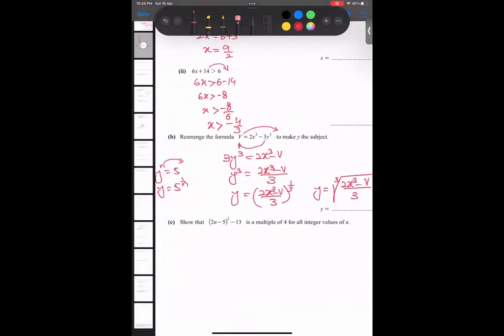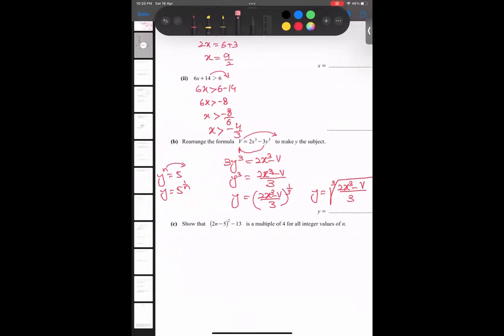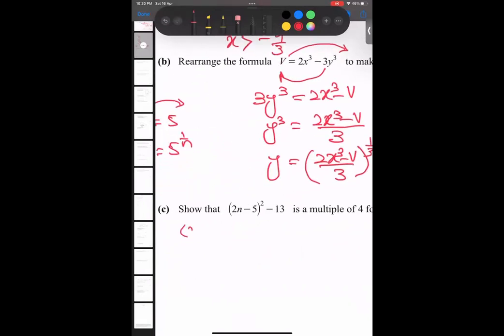Let's have a look at the C part. In C part, he's asking us to show that this expansion is a multiple of 4 for every value of n. So have a look now how we can prove it. We have only one choice, expand the bracket. When expanding it, there are 2 ways. Either write it 2 times and multiply, or second, first term square, negative 2 into first term into second term plus second term square, and minus 13 already present outside.